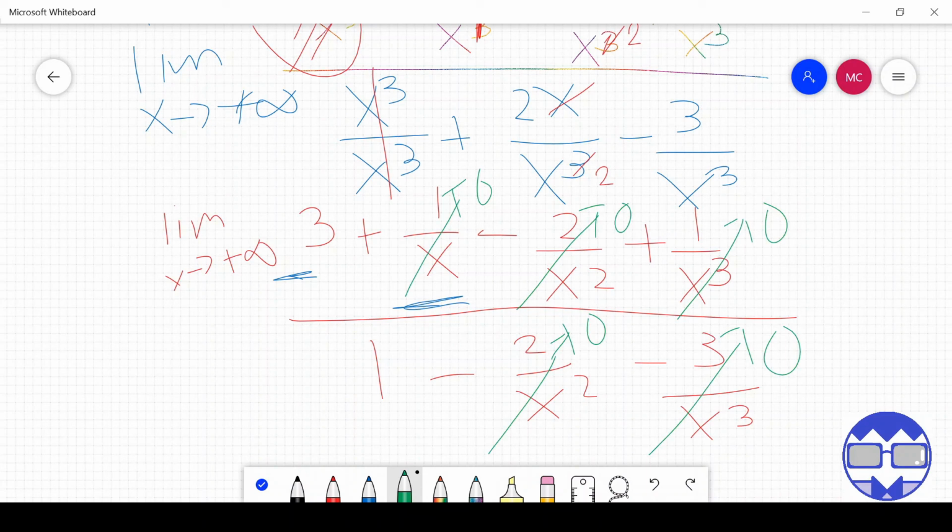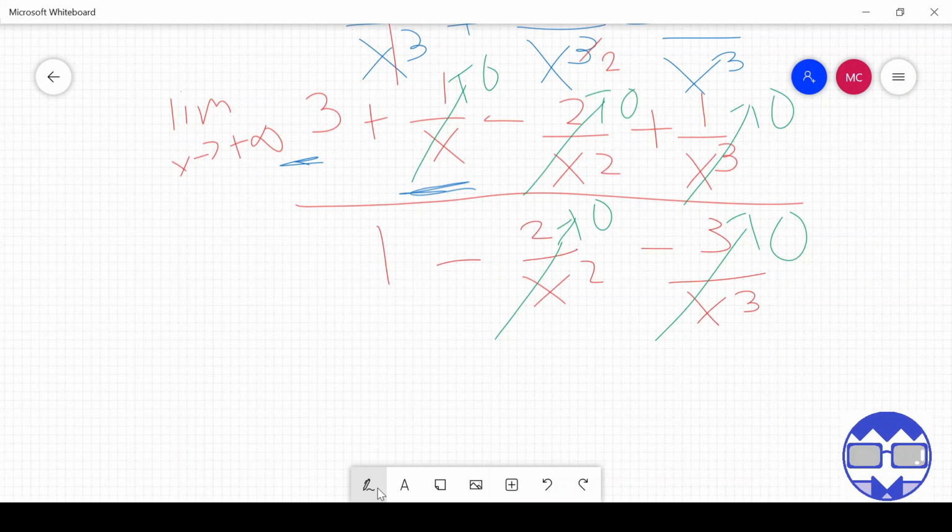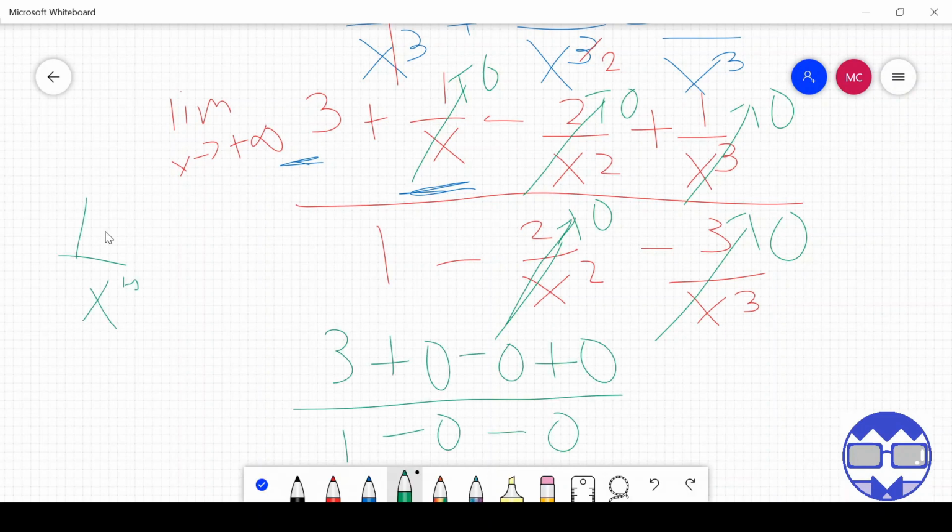So this will give us 3 plus 0 minus 0 plus 0, all over 1 minus 0 minus 0. Again, this is 0 because of the theorem: we have 1 over x to the power of n. And remember, if you have a constant 2, this is just 2 times that. So at the end of the day, this is just 0. This can be simplified into 3 over 1, which is 3. Hence, our answer is 3.